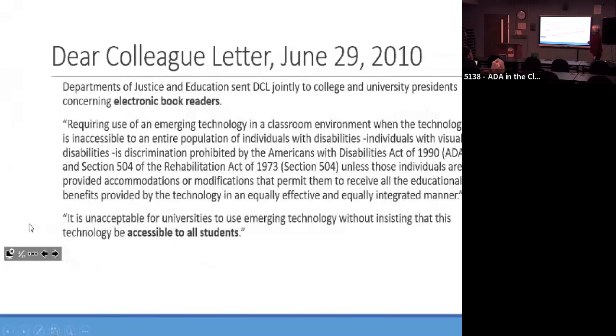Okay, and again, I don't know if you remember this, 2010, this whole Dear Colleague letter was based on the Kindle. Do you remember when the Kindle first came out, was popular, and faculty were using it in the classroom, and it wasn't always accessible? So this is in reaction to that. And again, the key here is accessible to all students. That's the key.